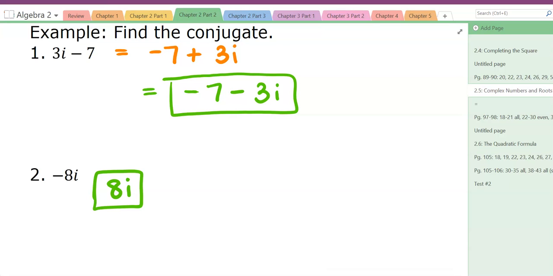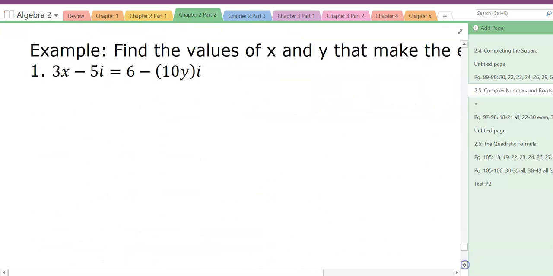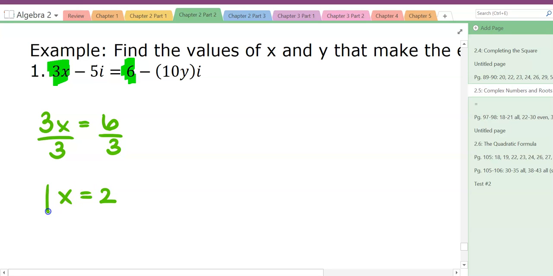All right, last thing that we're going to do, this is also review from what we did last week. Solving these equations again. Set your real pieces equal to each other and your imaginary pieces equal to each other. So 3x is the same thing as 6. Like those are both the real pieces. So I'm going to set 3x equal to 6. I would divide both sides by 3. So I get x equals 2.